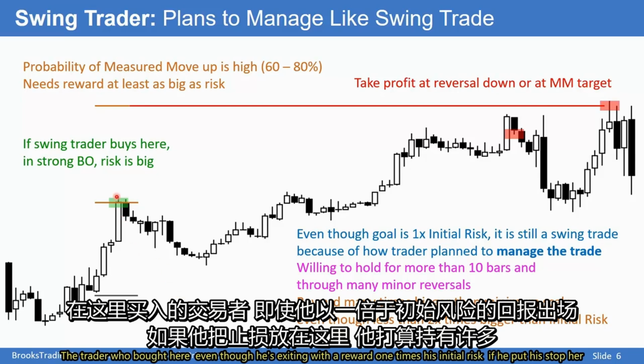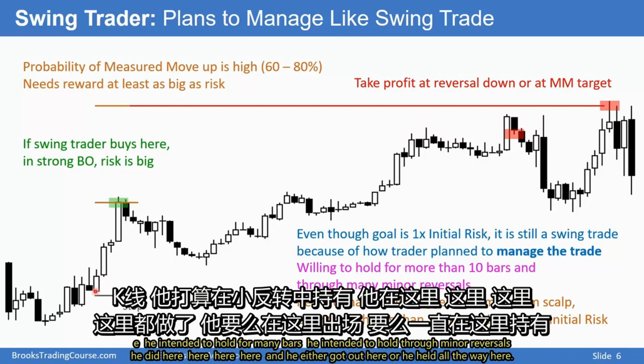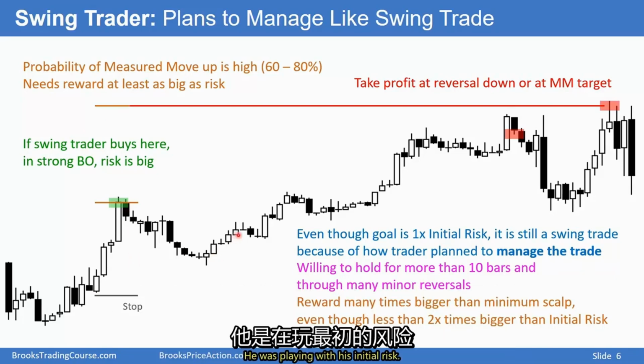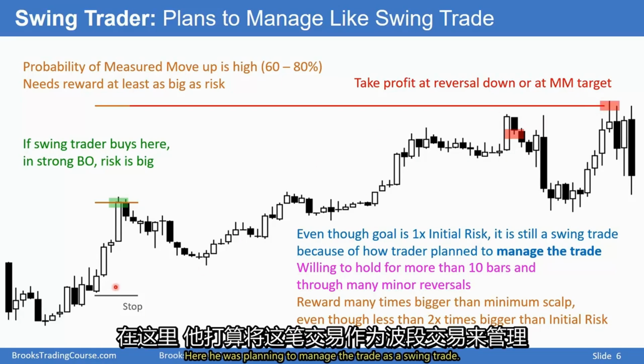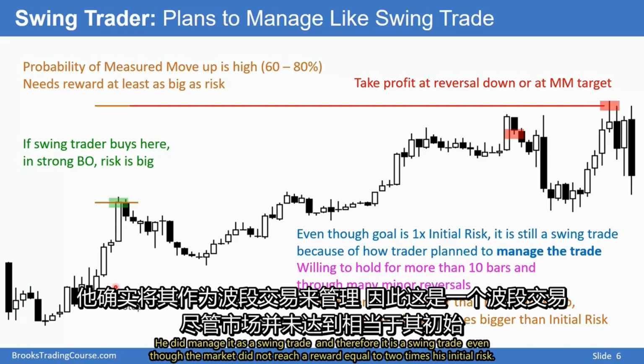The trader who bought here, even though he's exiting with a reward 1 times his initial risk, if he put his stop here, he intended to hold for many bars. He intended to hold through minor reversals. He did here, here, here, here, and he either got out here or he held all the way here. He was planning to manage the trade as a swing trade. He did manage it as a swing trade, and therefore it is a swing trade, even though the market did not reach a reward equal to 2 times his initial risk.